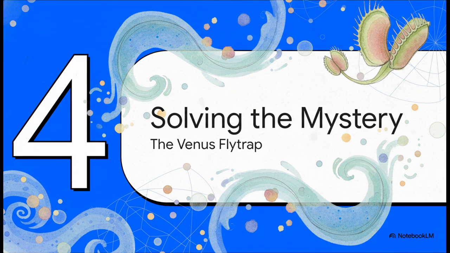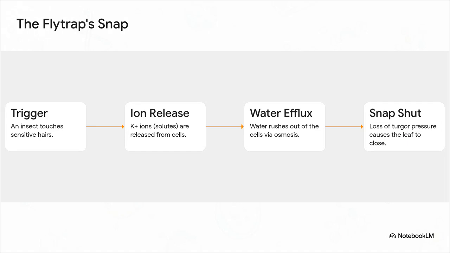Okay, so we have all the pieces of the puzzle now: osmosis, solutes, and weak interactions. So let's put them all together and finally solve the mystery of our Venus flytrap. Okay, so here's the play-by-play. The fly touches those sensitive little trigger hairs, and that kicks off a chain reaction. The plant starts actively pumping potassium ions, those are our solutes, into the cells on the inner surface of the leaf. This instantly creates a hypertonic state inside those specific cells.